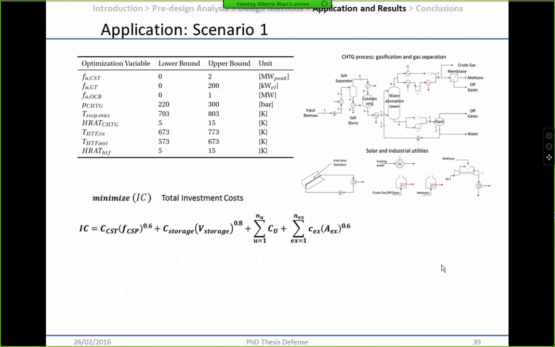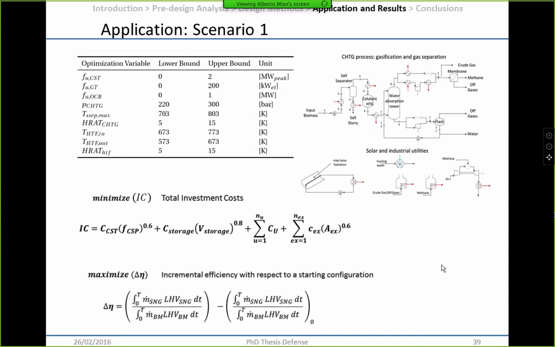solar trough. I wanted to minimize the total investment cost, which is the sum of a set of nonlinear cost contributions. We have the concentrating solar power, the power plant, concentrating solar trough, the storage, some utilities for which the area cost is not representative of the utility cost, and the area cost. Then I wanted, as I was saying before, to maximize the increment of efficiency in terms of biomass to fuel efficiency when we do not have optimization, when we have optimization.